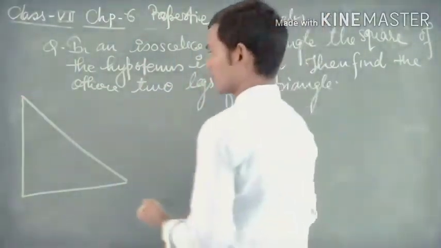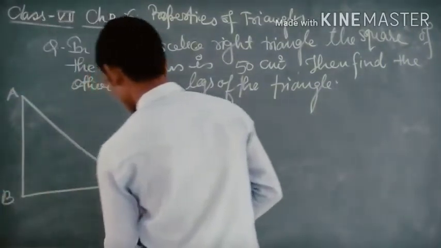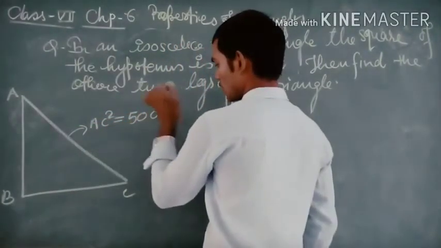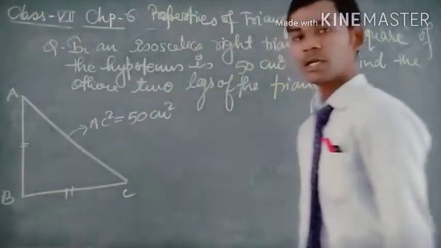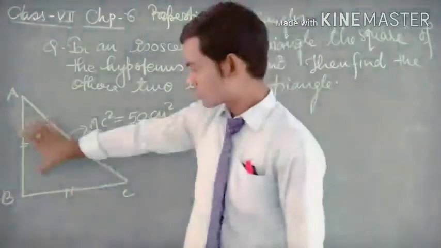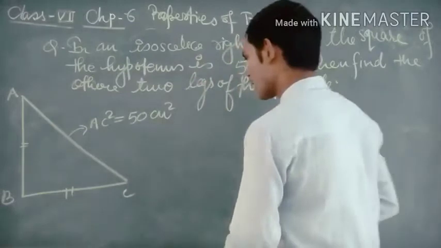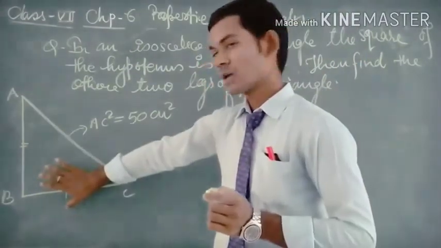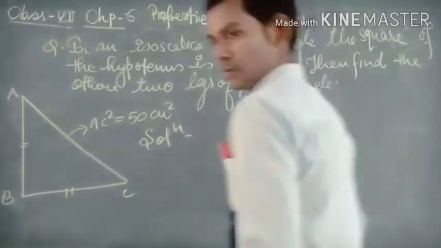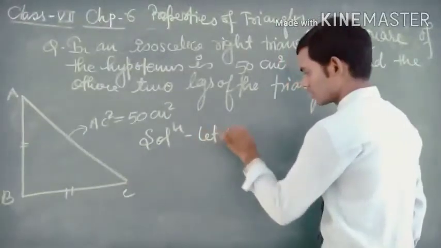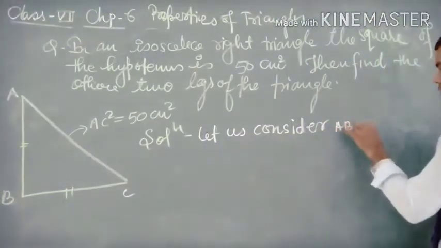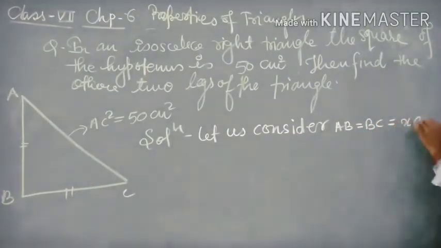we get our right angled triangle ABC. Okay, and the square of the hypotenuse, that is AC square, is given here 50 centimeter square, and AB and BC both are equal, because it is isosceles, so no doubt its two other legs are equal. So if they are equal, then we can assume that their length may be x. Then we write here solution. Let us consider AB is equal to BC is equal to x centimeter.